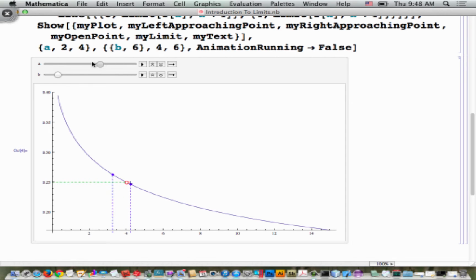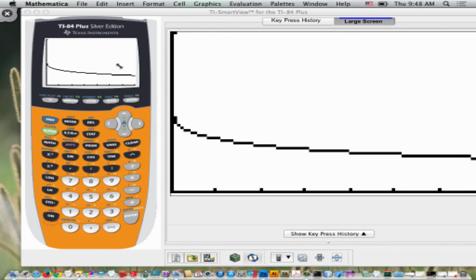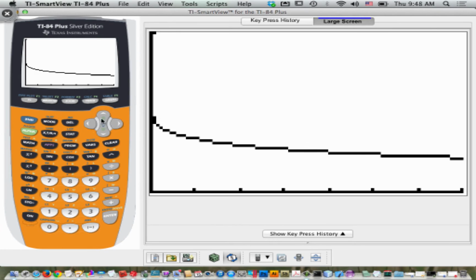So in other words, as x, let me zip this back. What is x right here? X is 2, right? Now what's happening? It's approaching 4 from the left. What's happening to the y value? It slides down the curve until it gets closer and closer to 0.25. That's what's happening.